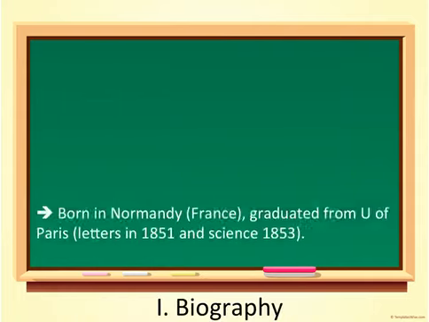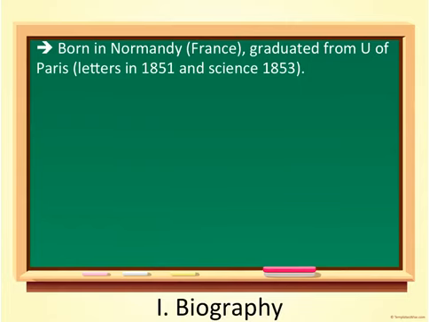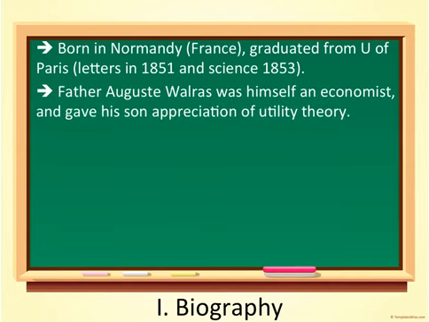Some biographical remarks. He was born in Normandy in France, graduated from the University of Paris. He was in letters in 1851 and then science in 1853 in terms of his study. His father was Auguste Walras. He himself was an economist, though obviously not nearly as famous as his son would turn out to be. And several accounts I read argued that it was from his father that Walras gained his appreciation of a focus on utility when it comes to economics.